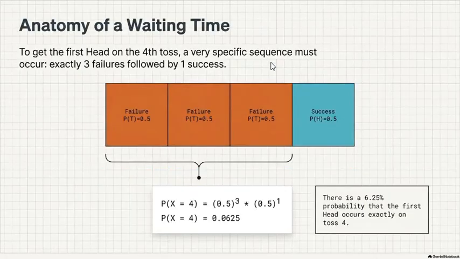Let's start with a very simple question. To get the first head on the fourth toss, what is the probability? That means we have to win on our fourth chance, meaning the preceding three we will fail. The probability of failing is 0.5, 0.5, 0.5. So 0.5 to the power 3 times 0.5 is 6.25% chance of exactly getting 3 failures followed by 1 success. So it's quite low. It is very tough to get the fourth head if we already got 3 failures.